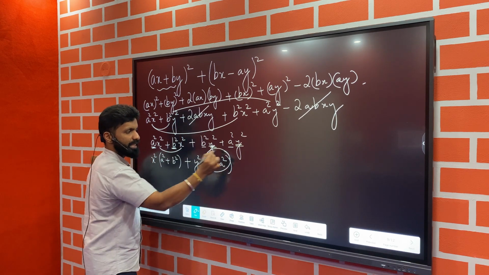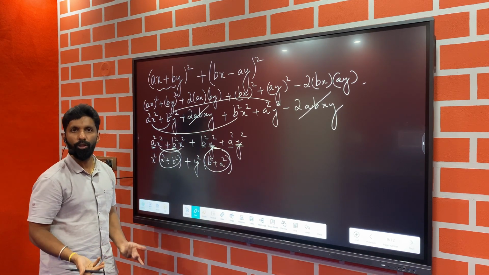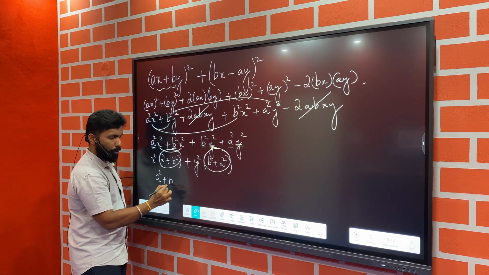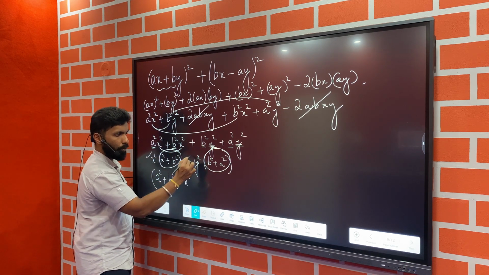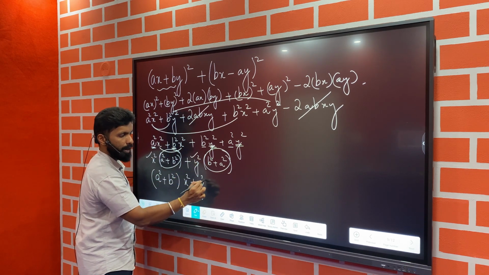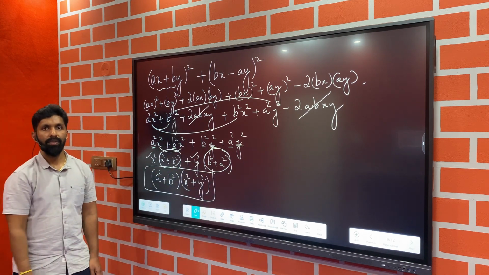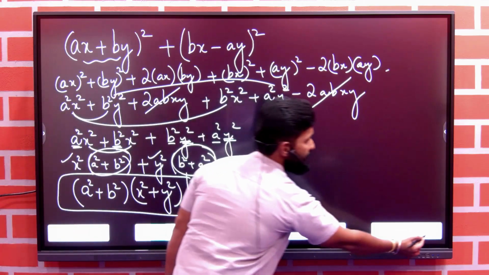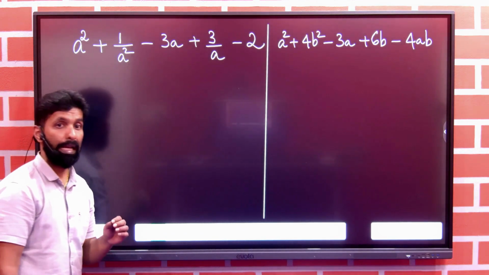Can you see this and this are the same? a square plus b square or b square plus a square both mean the same. So can I remove them common? So I can remove (a square plus b square) common. And what's remaining here? x square. What's remaining here? y square. That's your final answer. Yes, one of the important types, right? Okay, let's see a few more examples so that you get the concept clear.